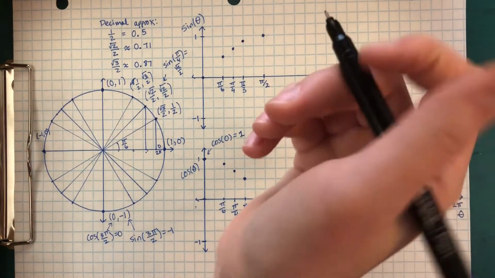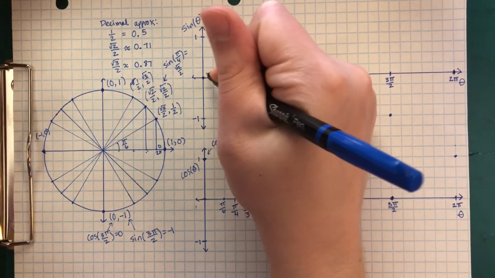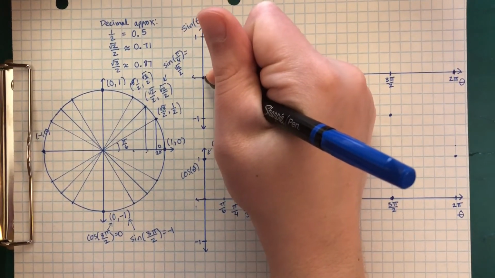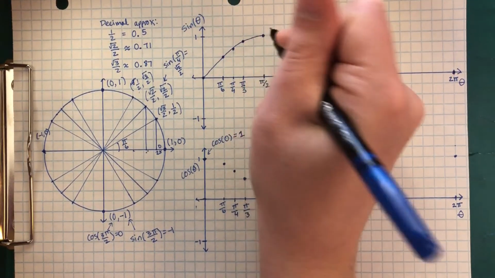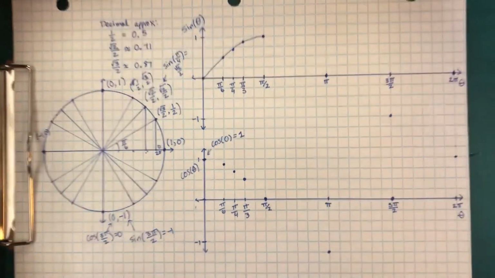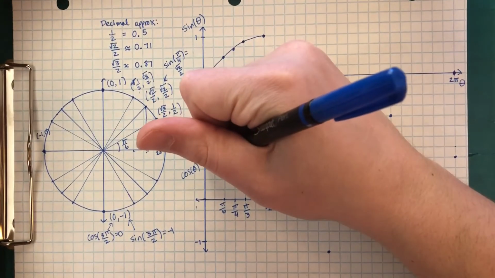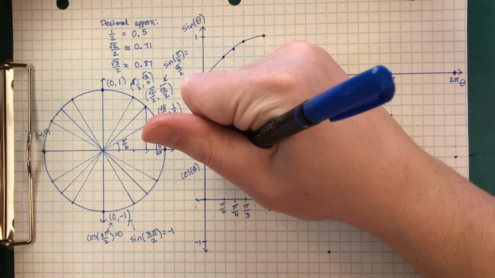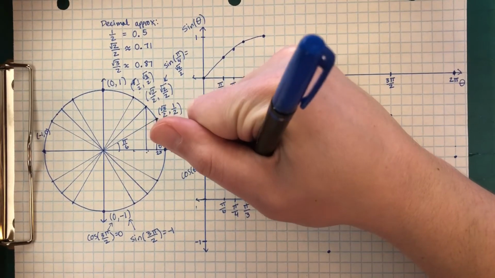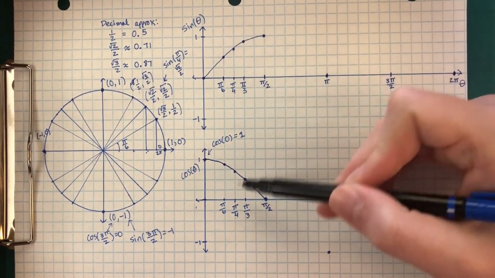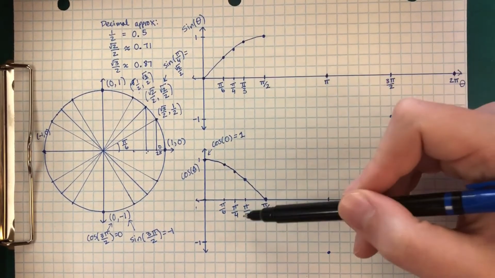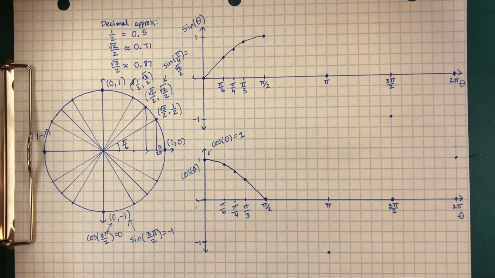So now that I have some points in here, I'm going to connect these points together and I get this sort of curve. And something you might notice is that they are the same exact shape, just flipped around. And as we continue the graph, we're going to get more of this same shape again.